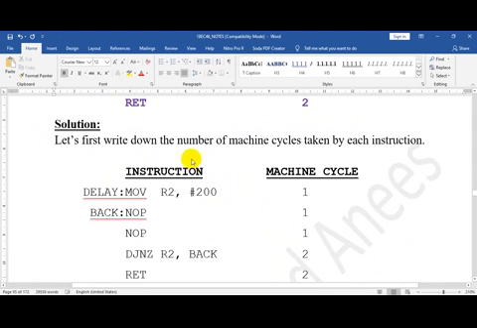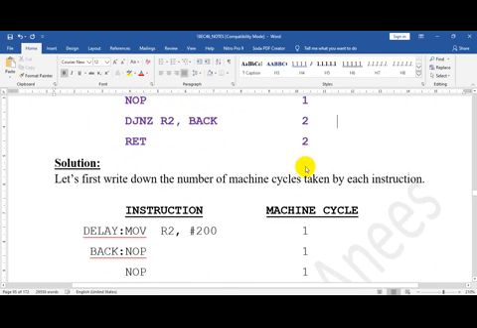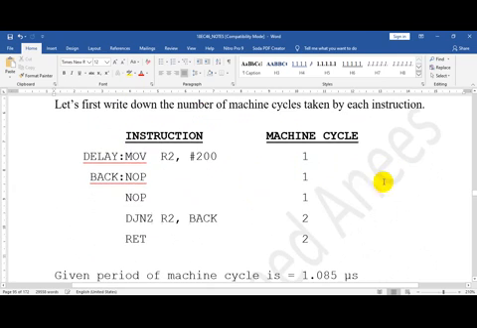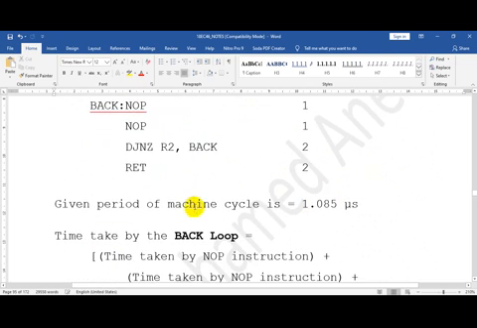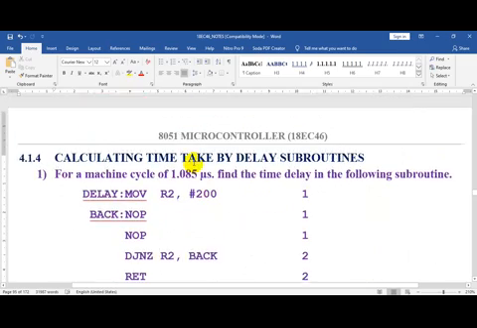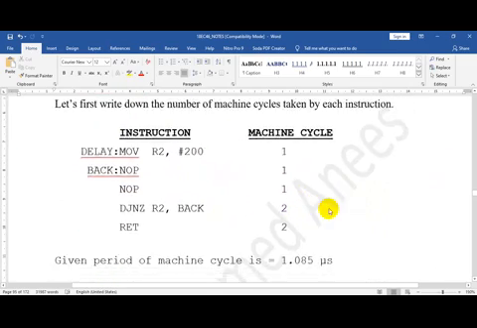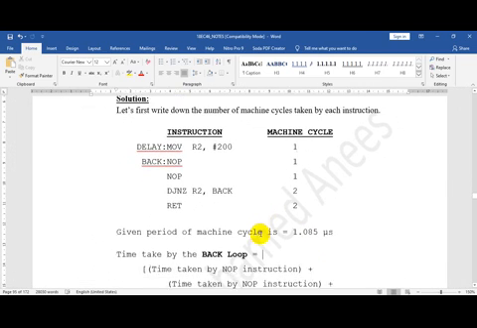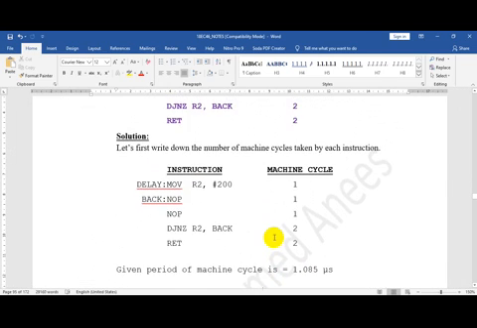Now, I had written it here itself. So let's first write down the machine cycles taken by each instruction. I have written this. What is the period of one count equal to? 1.085 microsecond. That is given in the question. Next, we should first calculate the time taken by this back loop.